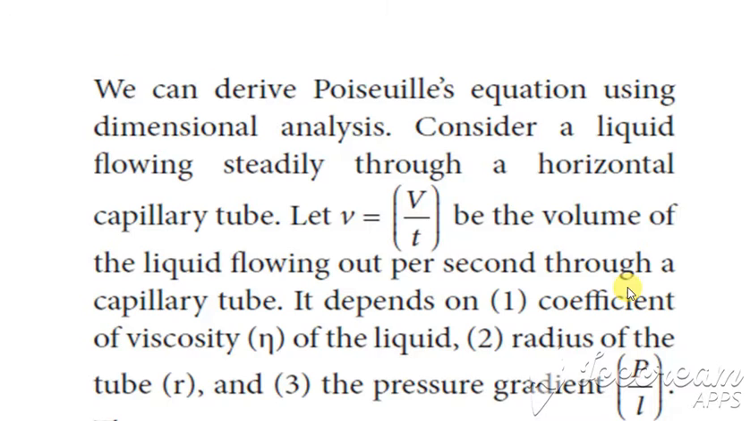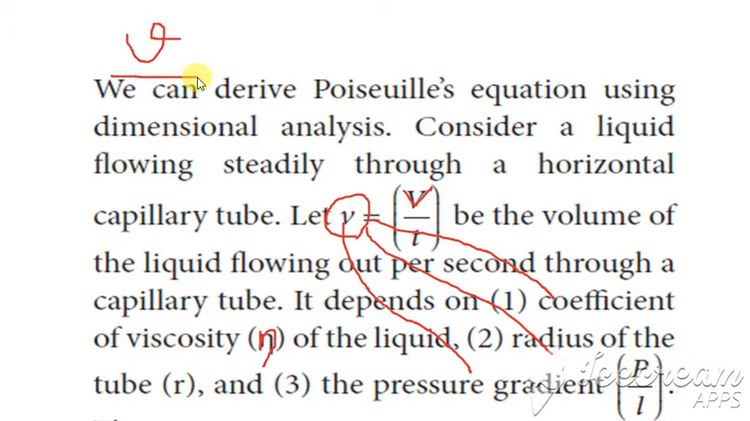Now, what we have to find is the volume of liquid per second, denoted by small v, which is equal to capital V divided by T. It depends on three things: the coefficient of viscosity eta, the radius r, and the pressure gradient. So we write V by T proportional to eta, then the radius, then P divided by L.